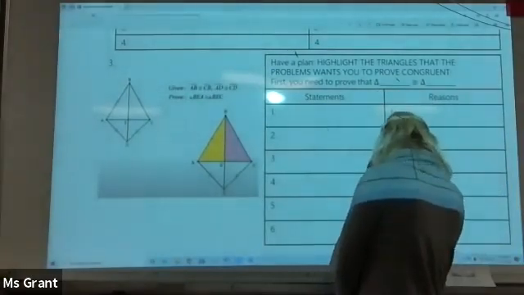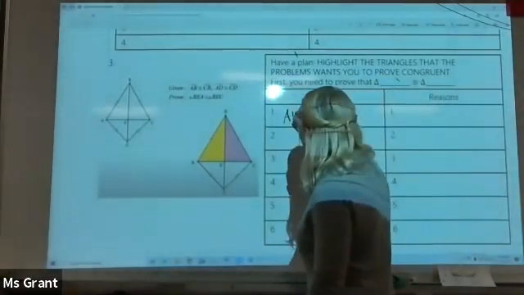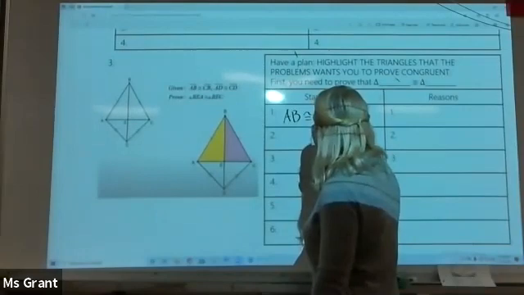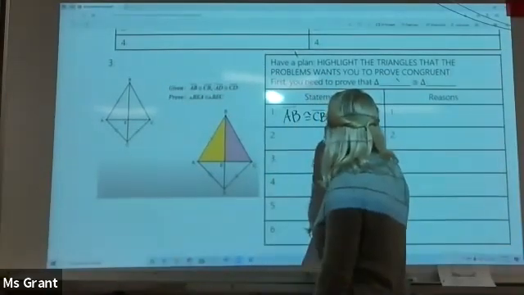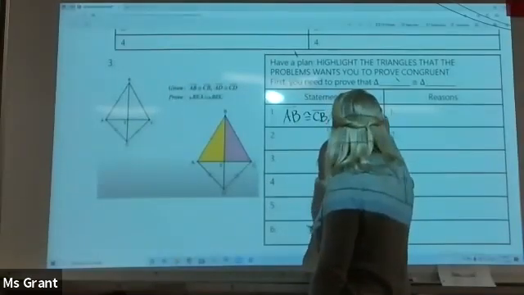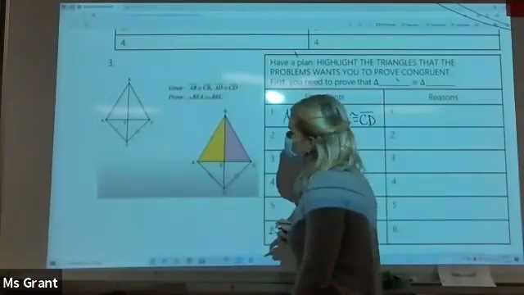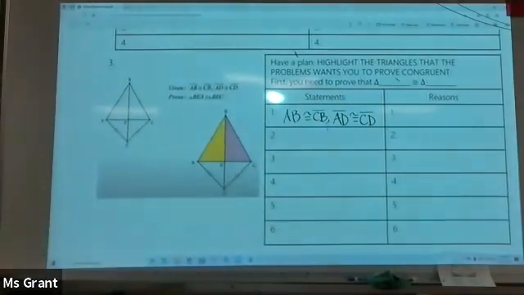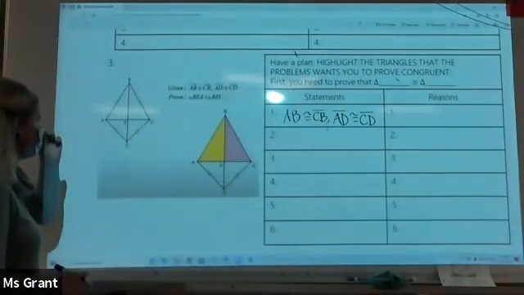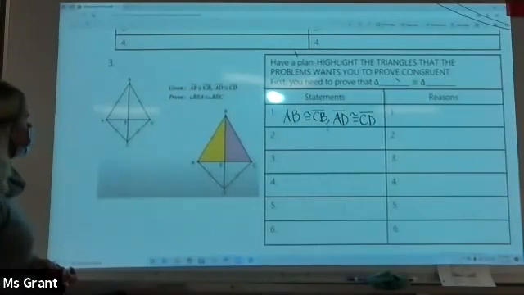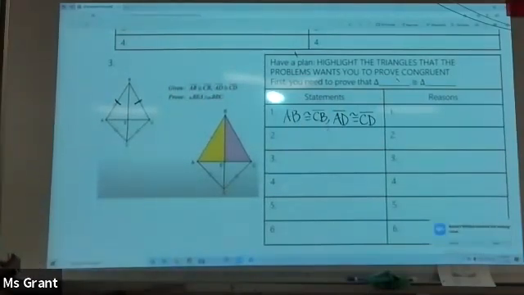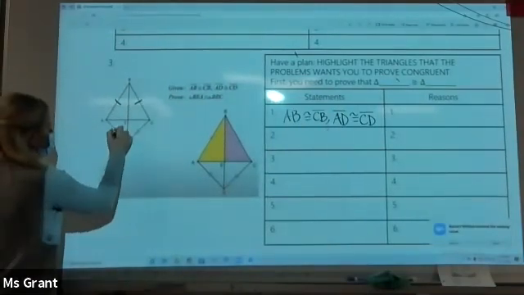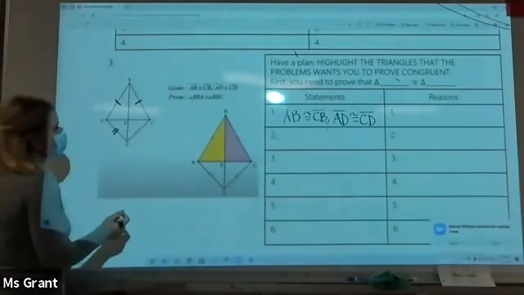Given: AB is congruent to CB, and they put them all on one line, guys, just so you know. AB is congruent to CB. AD is congruent to CD.